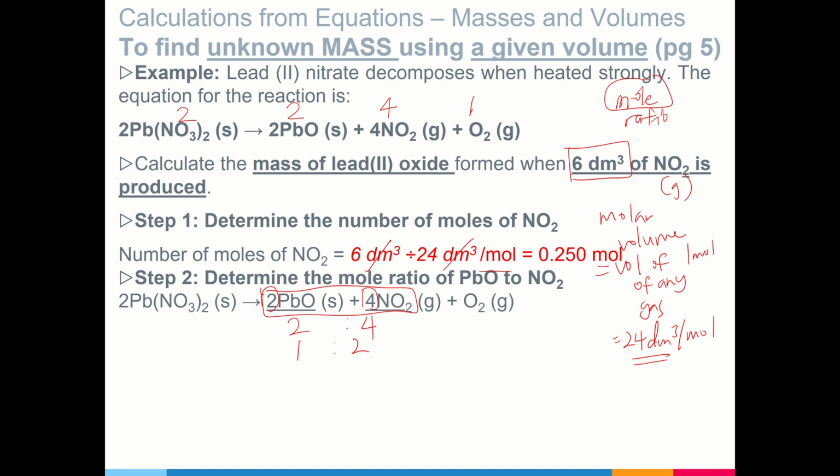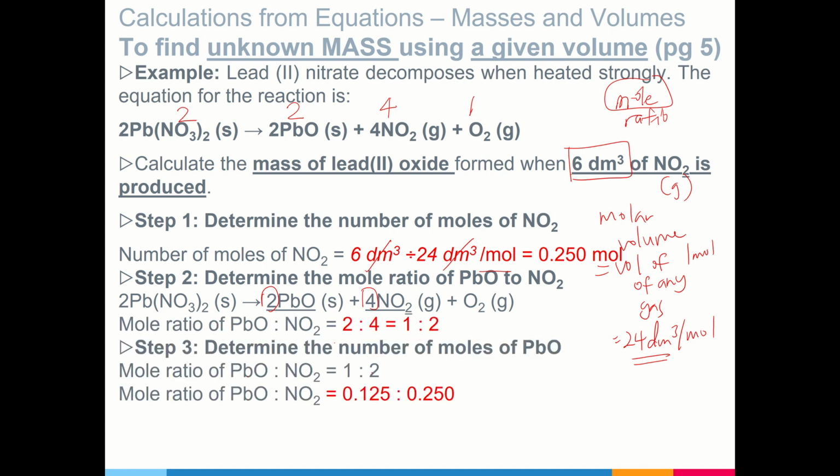Okay, since I have 0.250 mole here, what will be the number of moles for lead(II) oxide? I will divide by 2, and this is the number of moles of lead(II) oxide. So 0.25 moles of NO2 will produce 0.125 of lead(II) oxide. Okay, so do I stop here? No, because the question asks for mass. I only have the number of moles now.